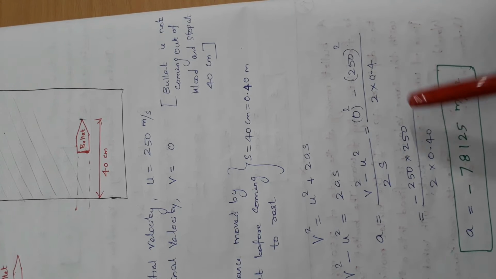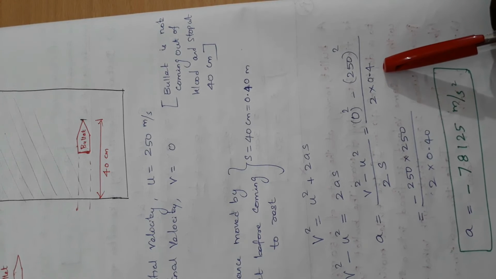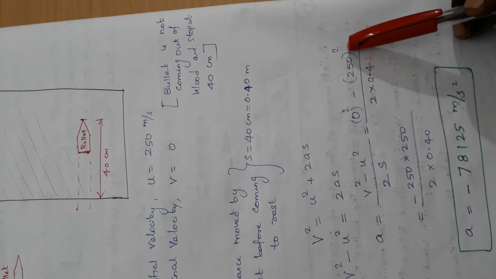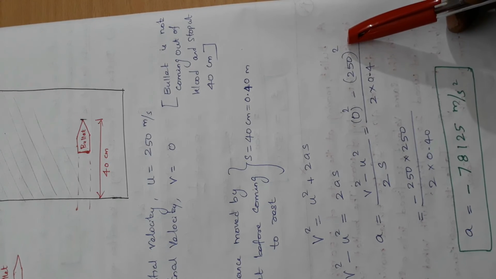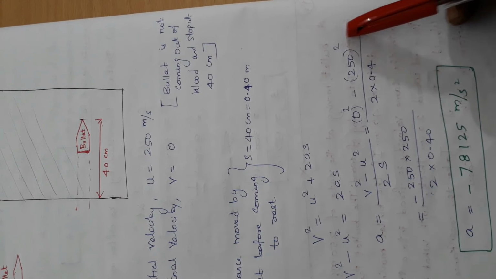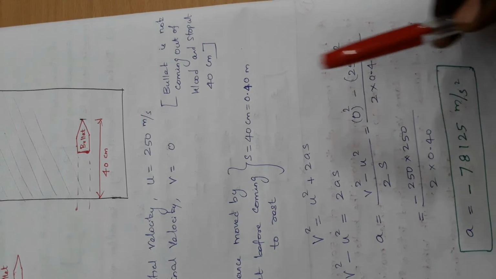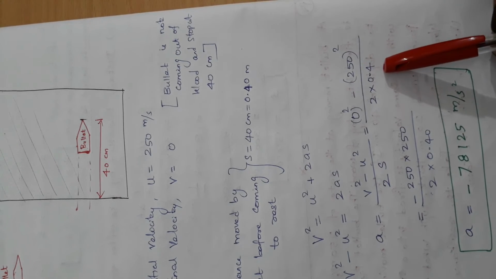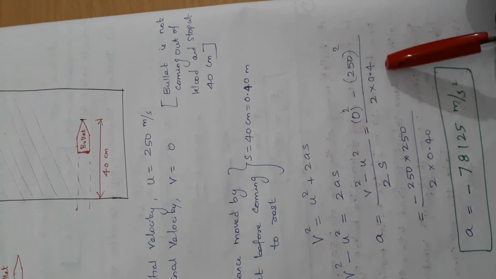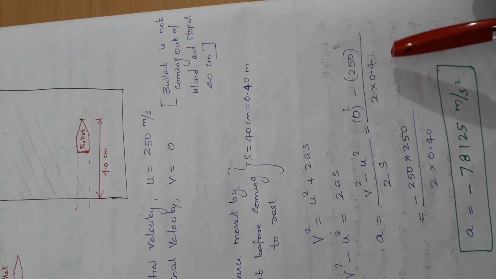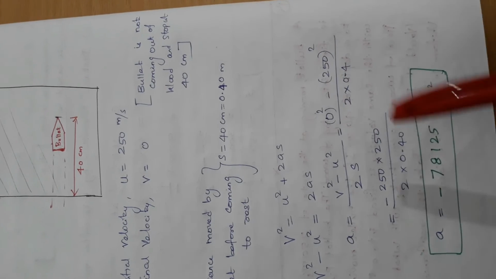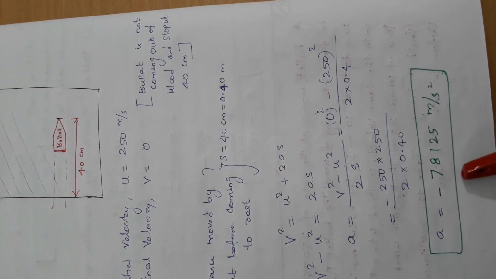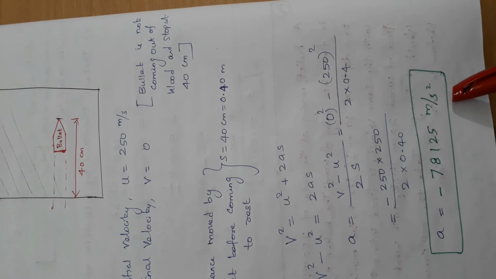We are putting it as 0.4 meter because the velocity, 250 meters per second, is in meters. That is the reason we convert this 40 centimeter into meter, because in the numerator and denominator we should have the same type of units. We should not have different units. So finally we get acceleration is equal to minus 78125 meters per second square.